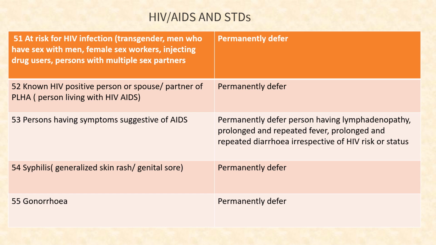For HIV and AIDS, those at risk of HIV infection are permanently deferred. A known HIV-positive patient, or the spouse or partner of people living with HIV/AIDS, is permanently deferred. A person having symptoms suggestive of AIDS is permanently deferred, such as lymphadenopathy, prolonged and repeated fever, prolonged and repeated diarrhea, irrespective of HIV status or risk. Syphilis and gonorrhea, permanently defer.